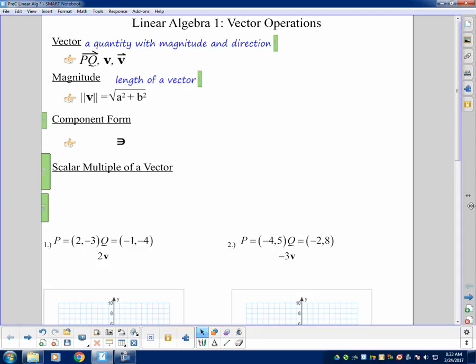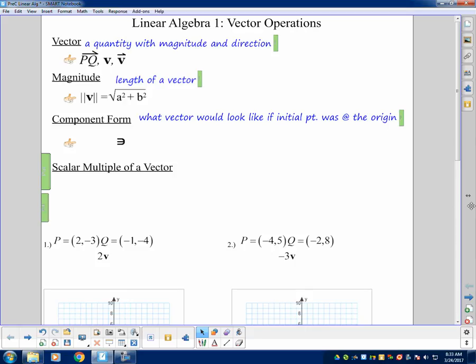Component form is what the vector would look like if the initial point was at the origin. So that's what we're going to do. We're going to take a vector formed from point P to point Q, and then we're going to translate it to the origin. And then we would be measuring our degree measure up from the positive x-axis, and the length of the vector is just the hypotenuse of our right triangle.